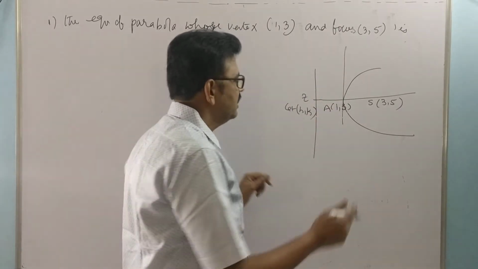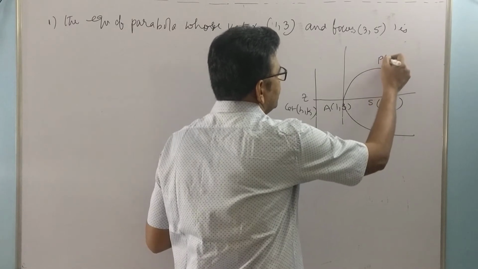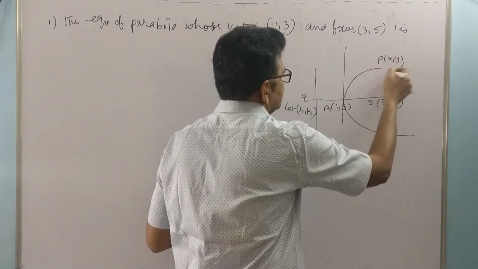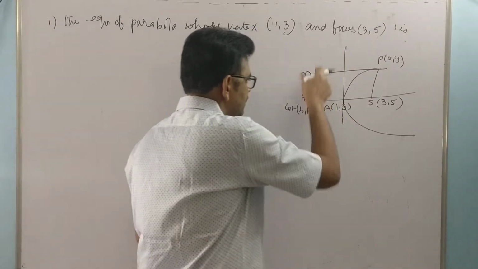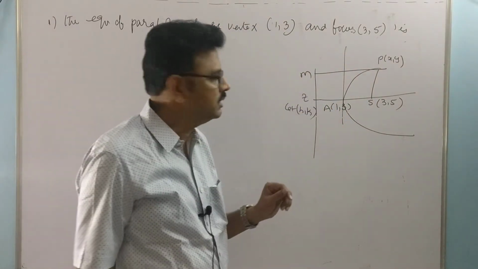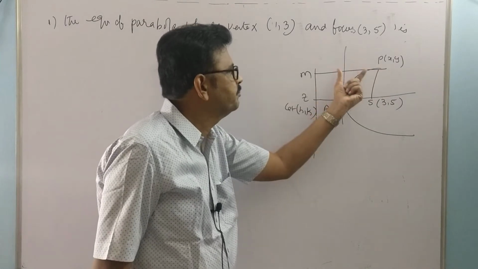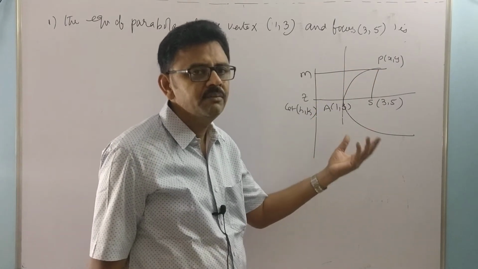Okay, now after that let P(x, y) be a point on the parabola. Draw PM perpendicular to the directrix. By the definition of the parabola, SP is equal to PM. So that is the equation of the parabola.